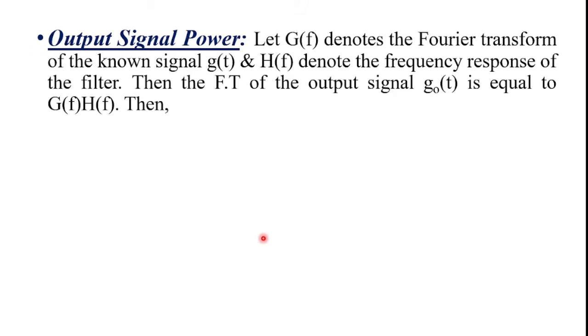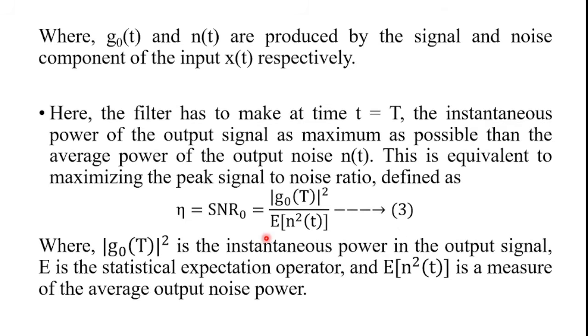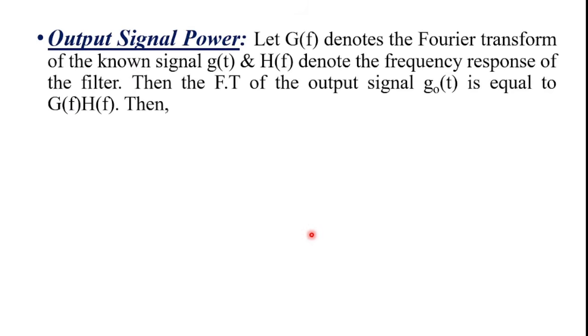Next, determine the output signal power. And what is the output signal power? Magnitude of g naught of capital T whole square is the output signal power. Then determine the average output noise power. And what is the average output noise power? Expectation of n square of t is the average output noise power. Next, we want to calculate the g naught of capital T whole square value and the expectation of n square of t value. First, we can determine the output signal power.